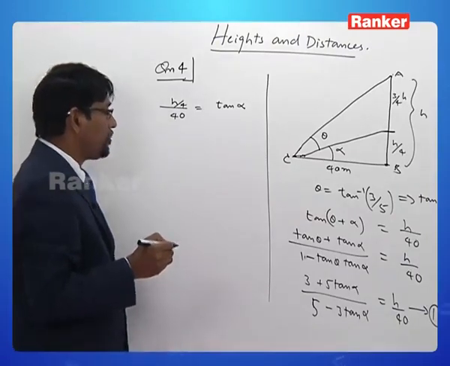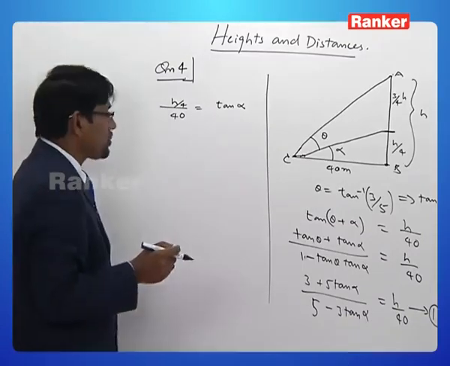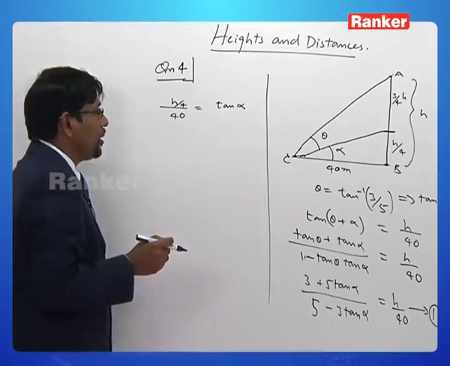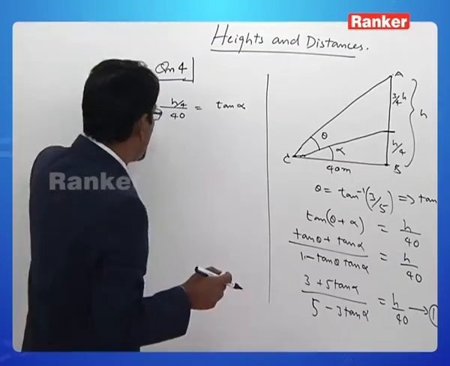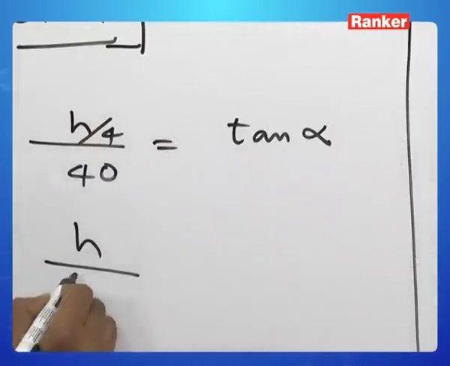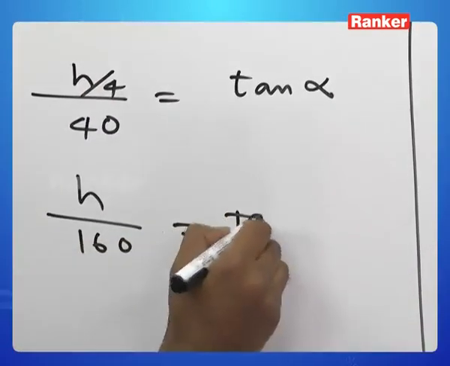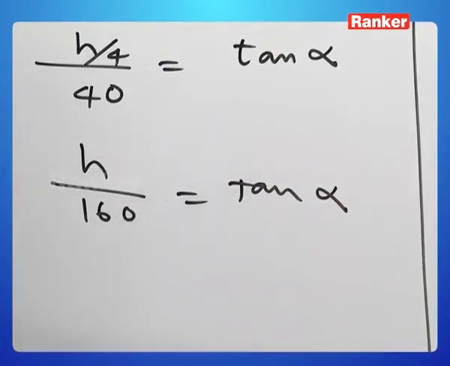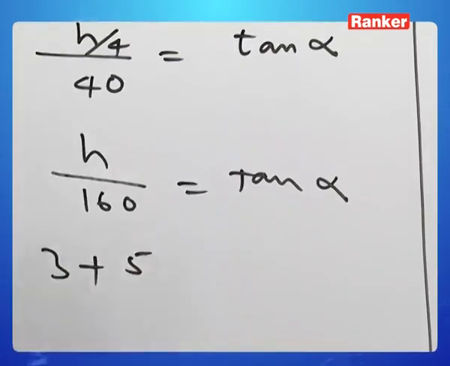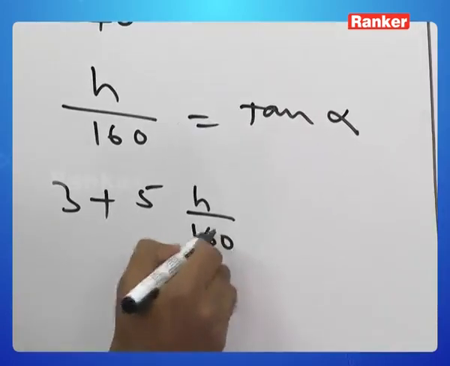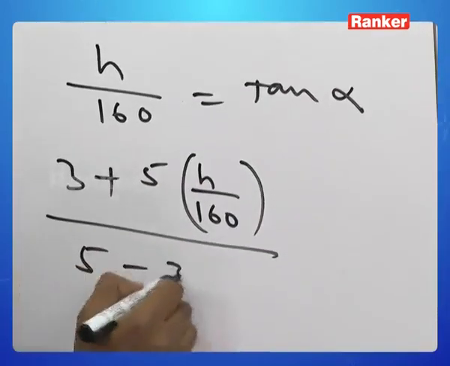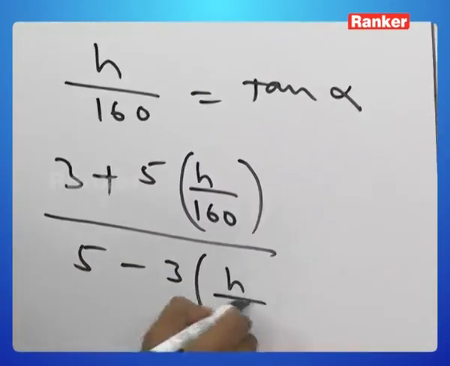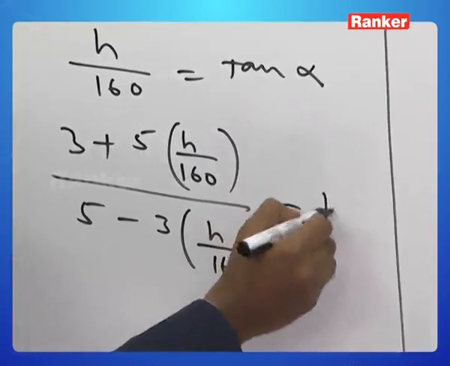Okay. So, here, let us see what we can do here. So, what we have here is h by 160 is equal to tan alpha. So, we can substitute tan alpha to be h by 160 here and get the value of h. So, what do we have? 3 plus 5 into tan alpha, that is h by 160, by 5 minus 3 into h by 160 is equal to your h by 40.